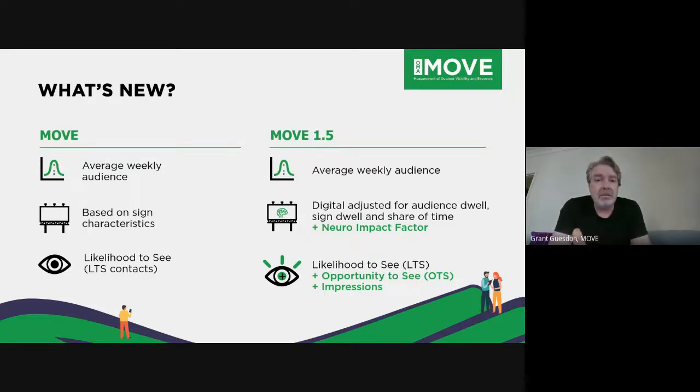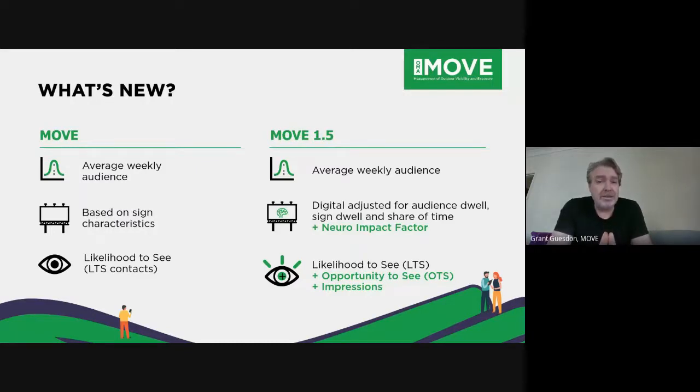And then, we've also added in share of time. So if you're buying 20% share of time or 10% share of time, you will end up with a different audience in Move 1.5. And the Neuro Impact Factor is being reported against the impressions. The Neuro Impact Factor, importantly, is just about the format. It's not taking into account creative or contextual relevancy or anything like that. It's purely what is the format delivering in terms of impact. At an average level, individual signs would be different.